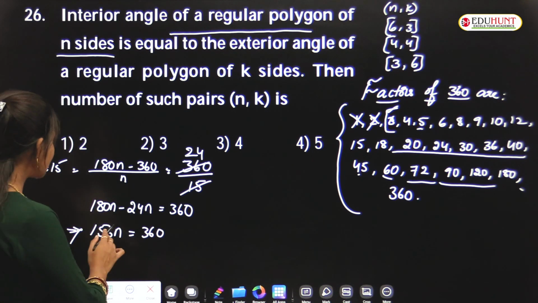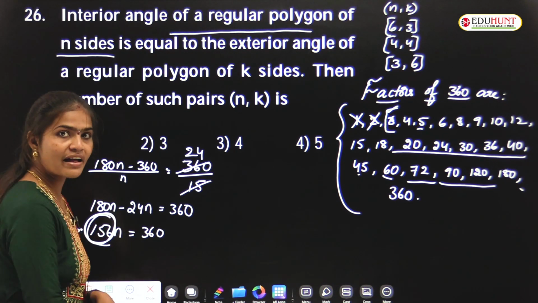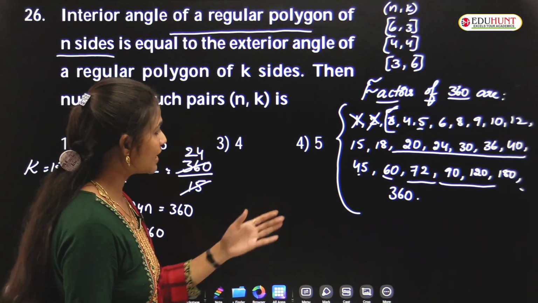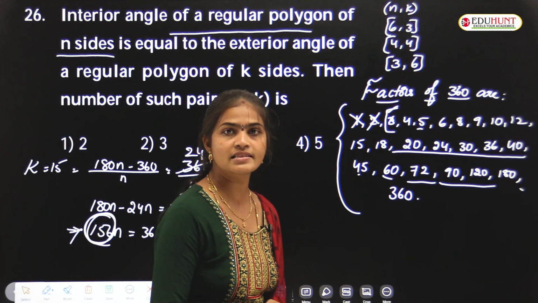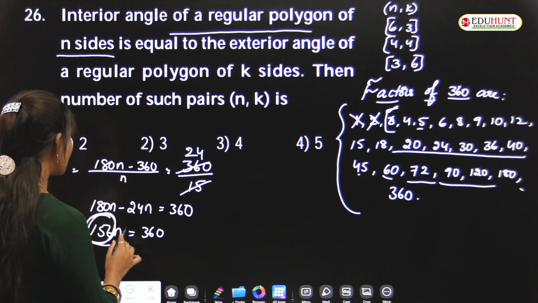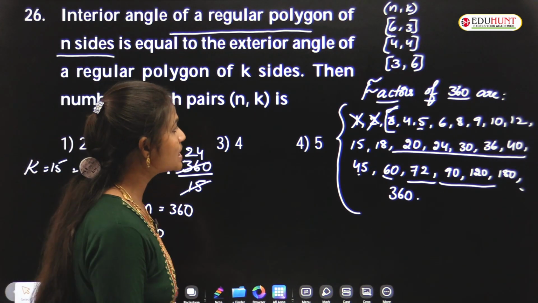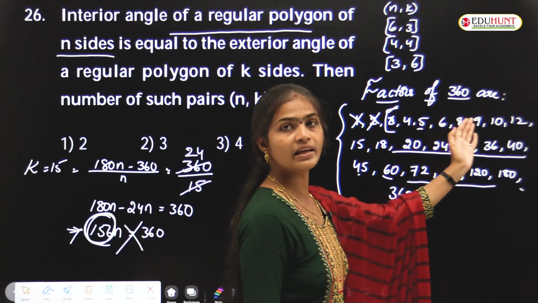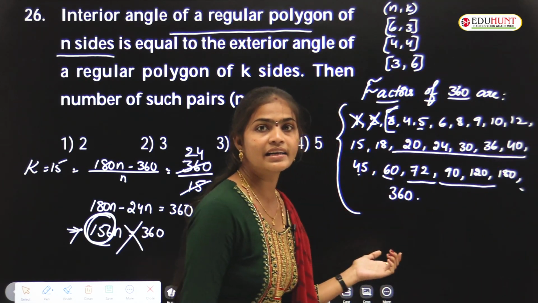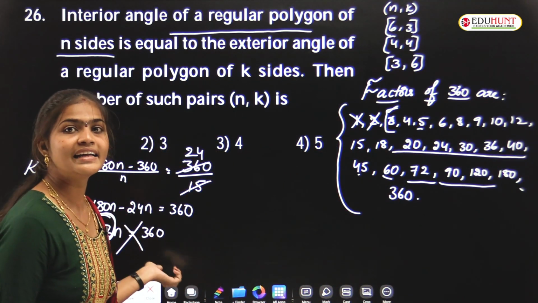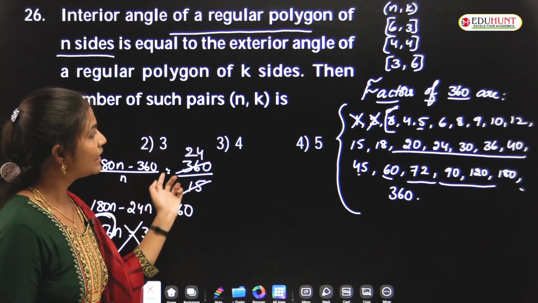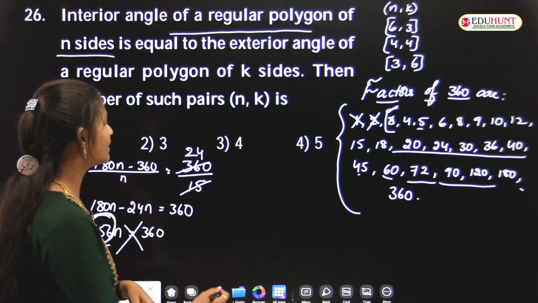Okay, so here just check that 156 is a factor of 360. That is also not there here, 156. Okay, so we can say that this is also not possible. Is it clear? So when you observe this one, here the values of k are increasing, then we are getting the n values in a decreasing order. Okay, let us check any other number here.